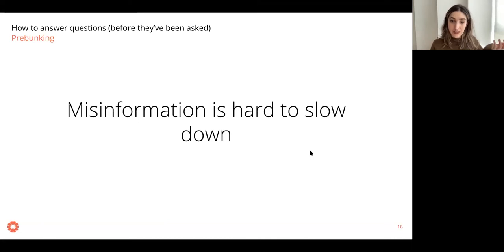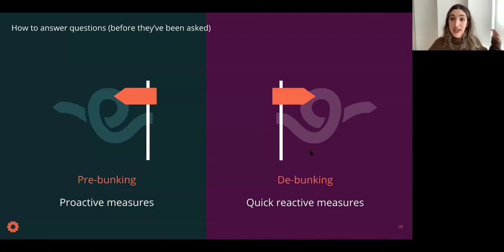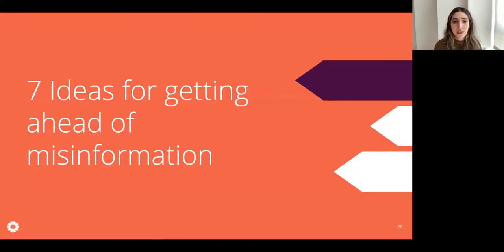So the alternative then is getting ahead of misinformation. And that's what we call prebunking. So thinking of ways to find proactive measures to sort of fight the misinformation before it gets out there. So we're going to talk now about how to do this, right? So what are 7 ideas for getting ahead of misinformation?